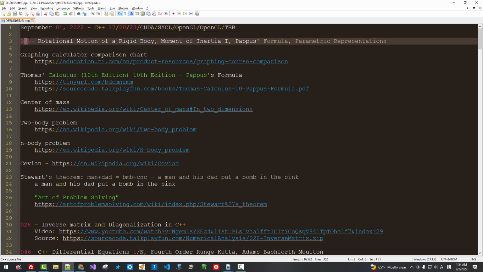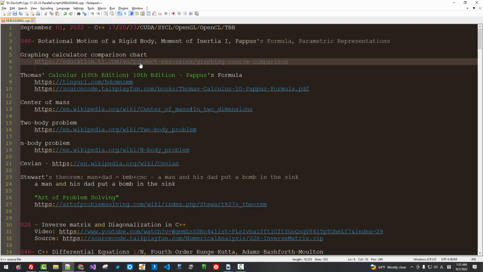This is my 48th episode for the C++17 2023 CUDA, OpenCL series. In this episode, I will discuss rotational motion of a rigid body, moment of inertia denoted by I, the parallel axis formula, also parametric representation. Recently, I purchased a few calculators.